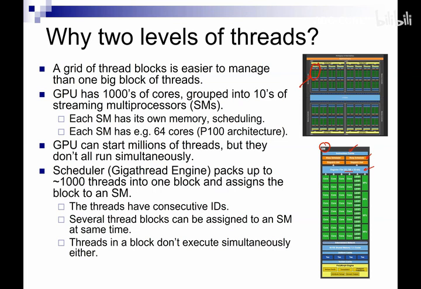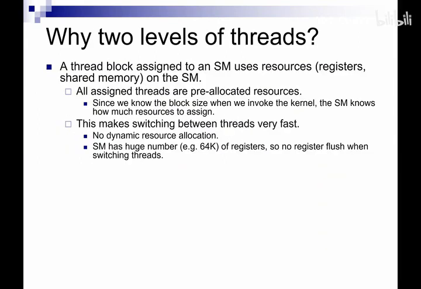But the SM, let's say, only has 64 cores. So you can't run all 1,024 threads on the 64 cores. What's going to happen is that the 1,024 threads assigned to the thread block are further broken into units of 32 threads called warps. If you have 1,024 threads and the warps are size 32, then we've broken them into 32 different warps. If you have 64 processors, then you can run 2 warps on the SM simultaneously.